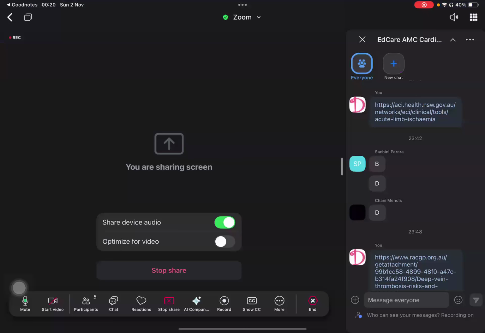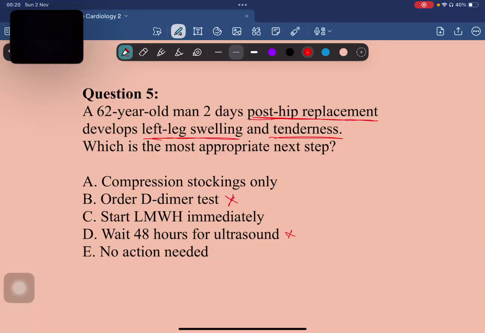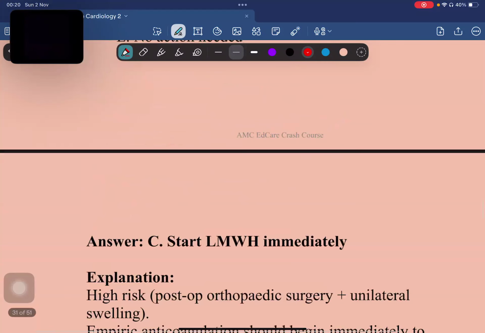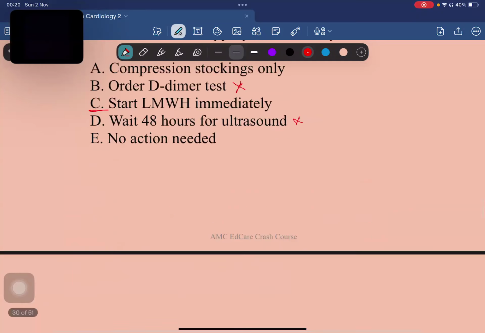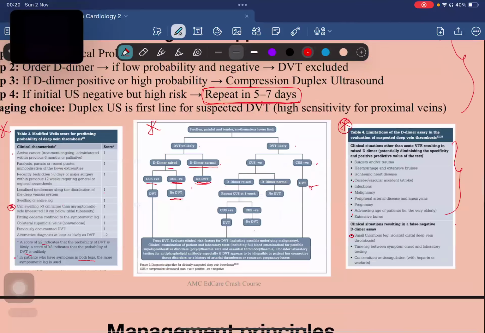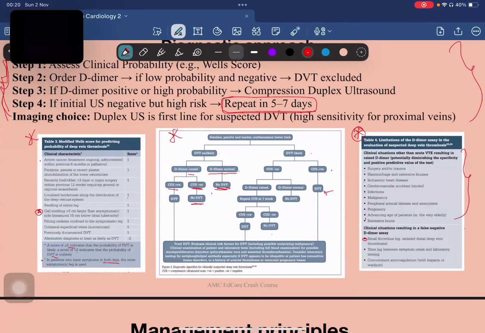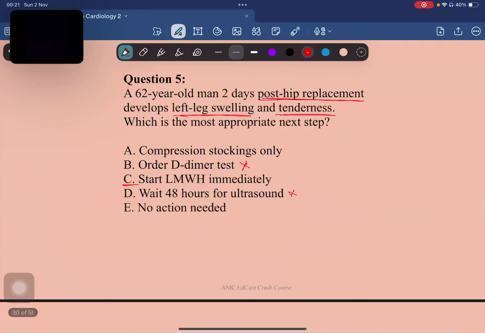With that being said, the question might not be very complete, so I would just go for starting low molecular weight heparin. Because, like I said, it's a high-risk post-op orthopedic surgery with unilateral swelling, and empiric anticoagulation should begin immediately to prevent pulmonary embolism while waiting to confirm the diagnosis. And like we discussed, D-dimer is not useful post-surgery due to false positives. It's directly out of the guidelines. So as you can see, if you are at least familiar with the guidelines, you would have an idea when it comes to AMC questions. So try to stay with the guidelines as much as you can.